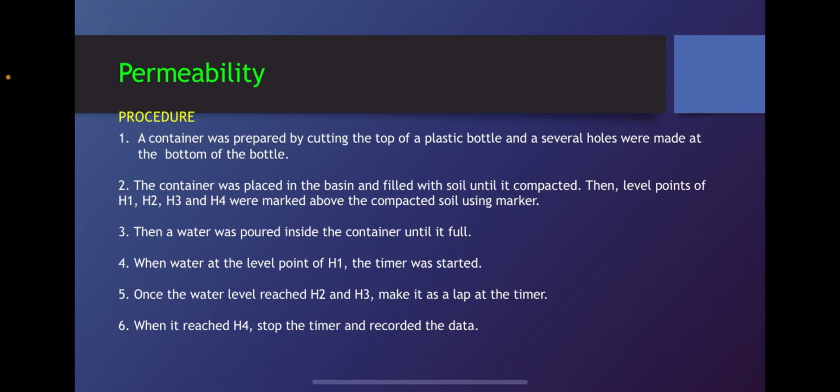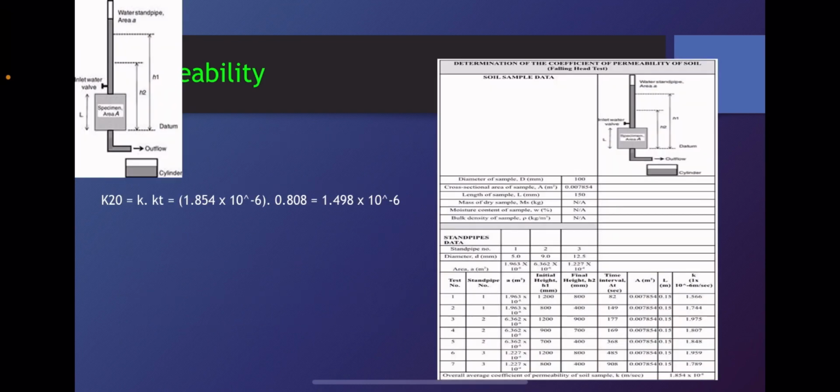Once the water level reached H1, H2 and H3, make a lap on the timer. When it reached H4, stop the timer and record the data. So this is the data that I got from my experiment.